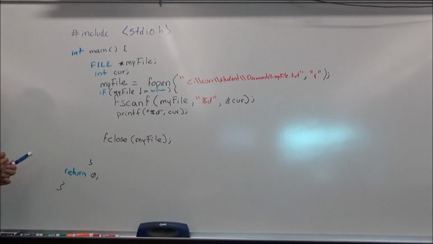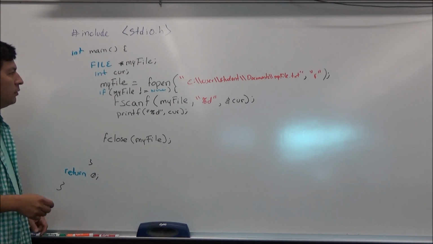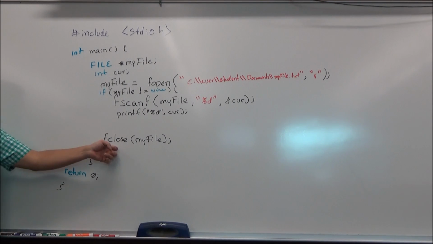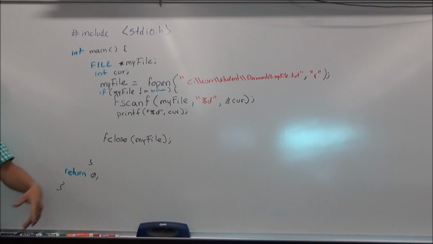I was trying to make room for everything, but I think I miscalculated. So you have to close it if you have a valid pointer. You don't close a null pointer because it doesn't exist, right?